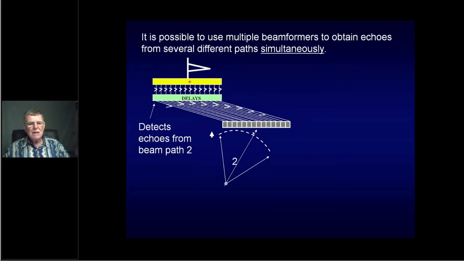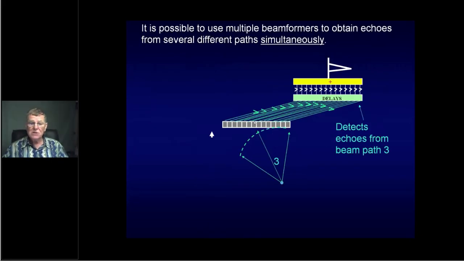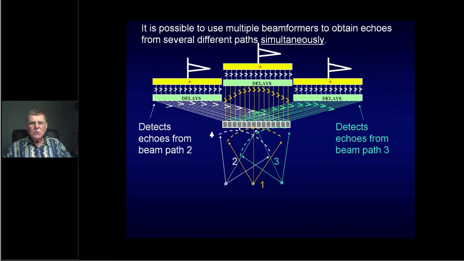So a second beamformer could be used to detect echoes only from this beam path, the correct depth, but along that line. A third beamformer could be used to look at echoes coming from another beam path. And these delays would be set for this off-center echo with its asymmetrical wavefront looking in that direction. So suddenly you could have 3 beam paths recorded simultaneously by the machine if you had 3 different beamformers.